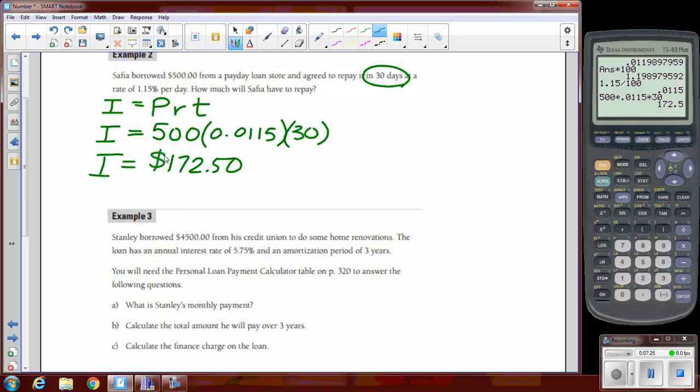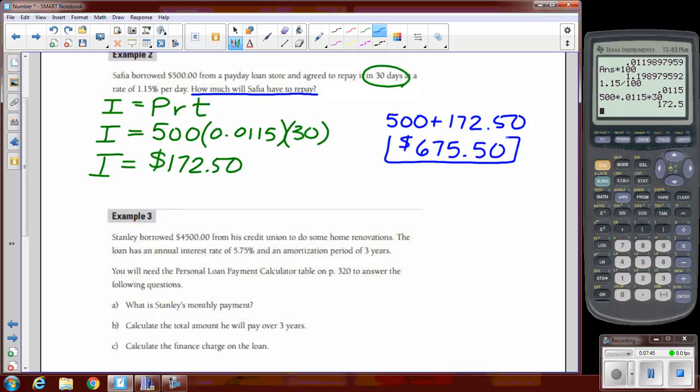But the question actually says, how much does she have to repay? Well, she borrowed $500 and she has to pay them additional $172.50. So she's going to have to pay back $672.50 at the end of the month to borrow that $500. Again, $172 when you've only borrowed $500 is quite a bit of money.